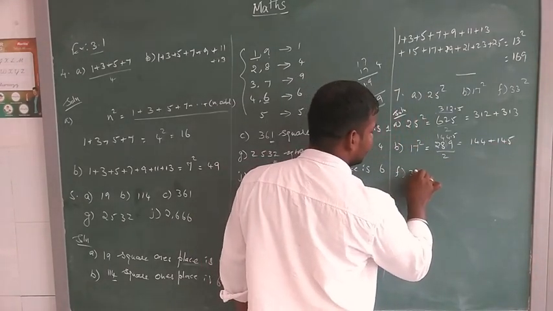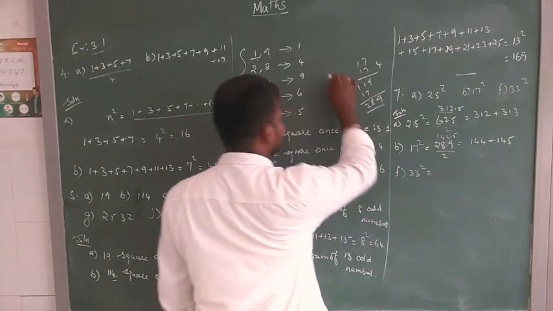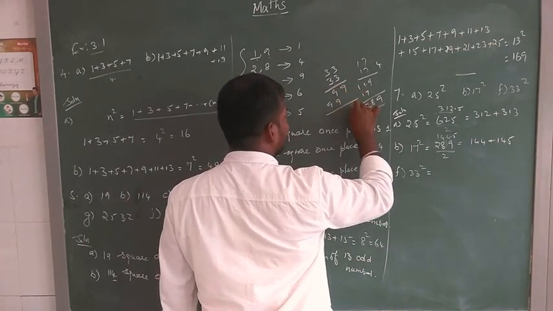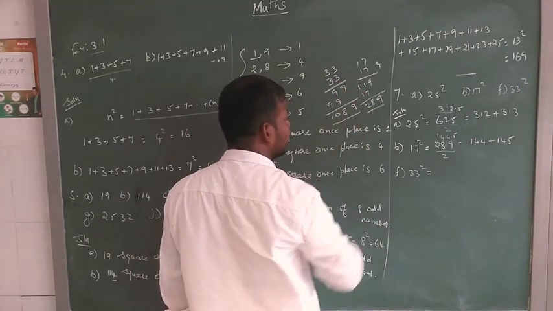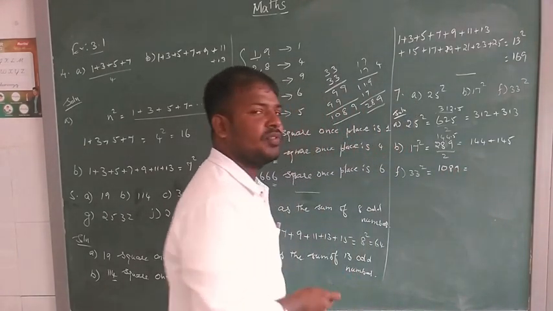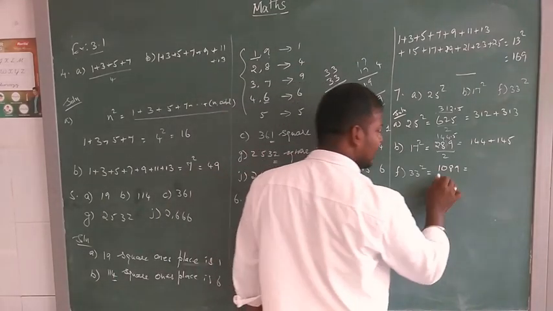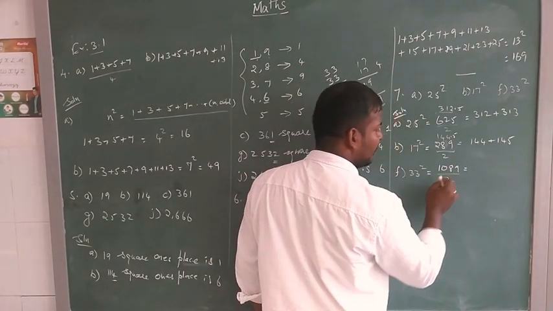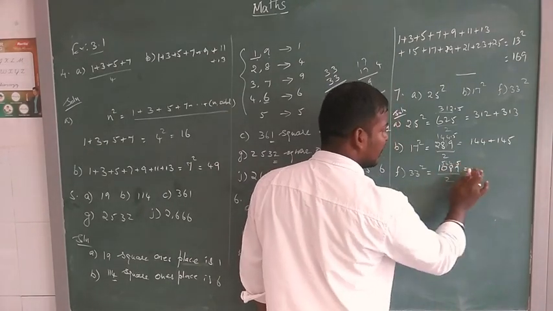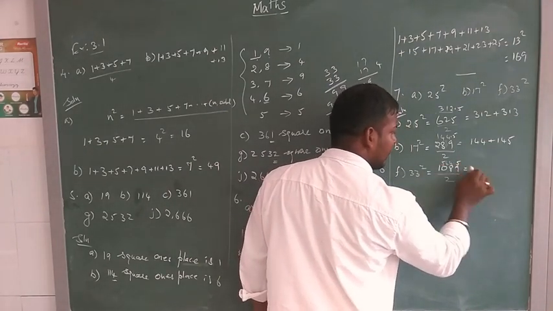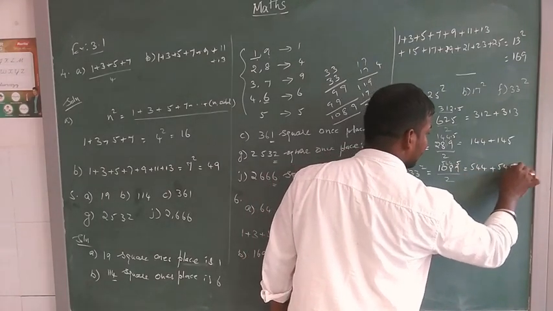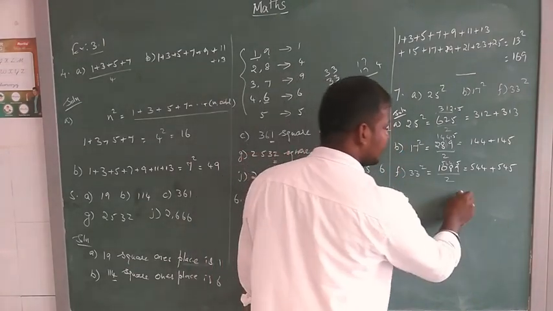What about the last one? F problem, 33 square. So 33 into 33 is 1089. So what about the sum of the two consecutive positive integers? It should be divided by 2. So what will we get here? 544.5. So what about these two numbers? 544 plus 545. This is how you can solve the 7th problem.